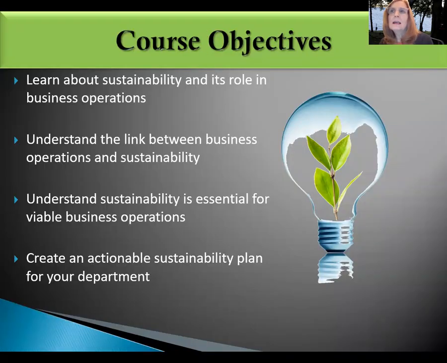If you were in the last course, you may recall that our course objectives were to learn about sustainability and its role in business operations, understand the link between business operations and sustainability, understand sustainability is essential for viable business operations, and to create an actionable sustainability plan for your business or your department if you are part of a larger organization.